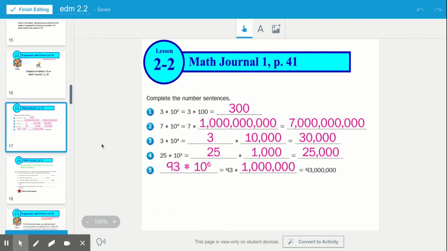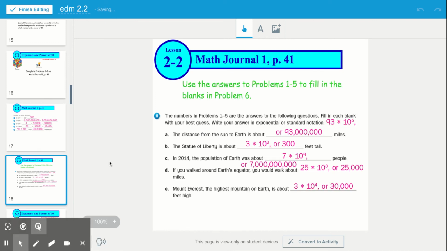Taking a look at 1 through 5 on page 41, feel free to pause the video so you can see these answers. But we can see that number 1 is 300, 2 is 7 billion, 3 is 30,000, 4 is 25,000, and for number 5, it's a little bit different. We had 93 times 10 to the 6th power, or 93 times 1 million. So using your answers from 1 through 5, on problem number 6, the best way to answer these would be, say, the distance from the sun to the earth is about 93 times 10 to the 6th, or 93 billion miles.